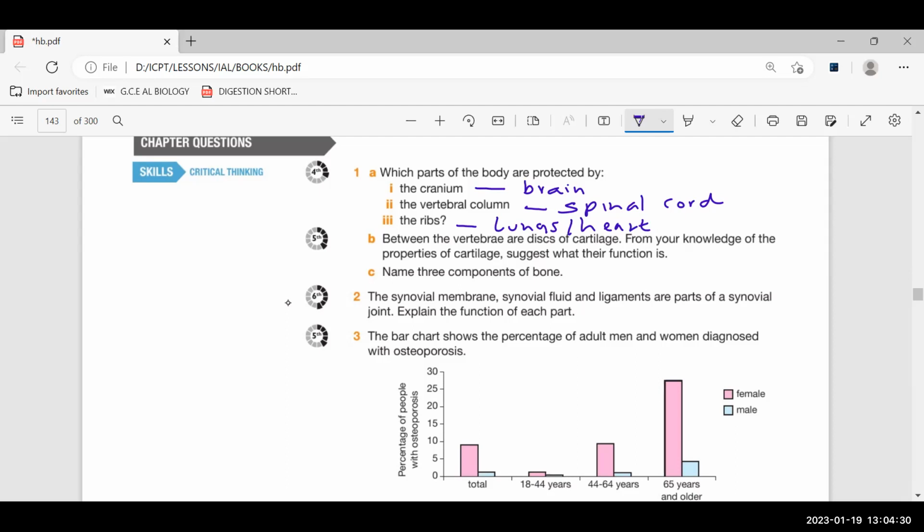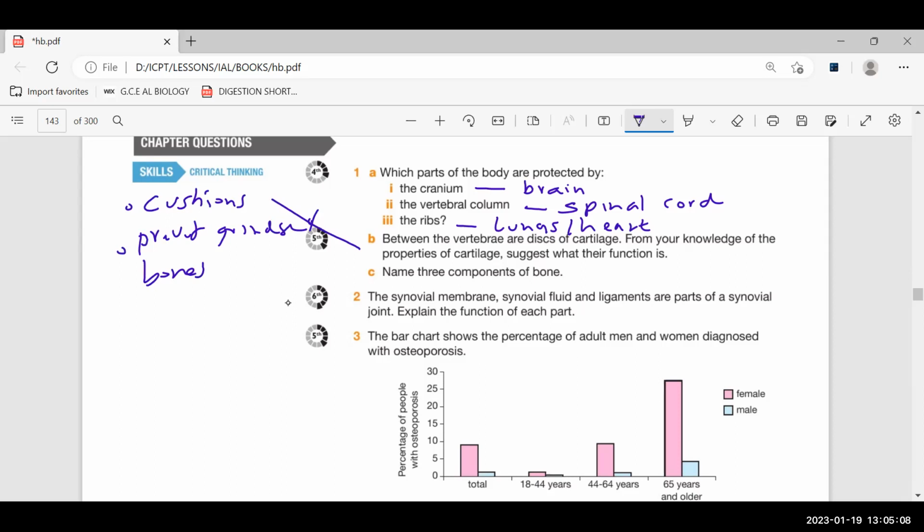Between the vertebrae are discs of cartilage. From your knowledge of the properties of cartilage, suggest what their function is. We learned cartilage has two functions. They act as cushions and prevent grinding of bones. Cartilage acts as a cushion and also prevents grinding of the bones.